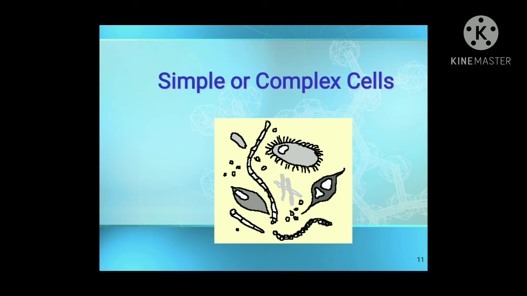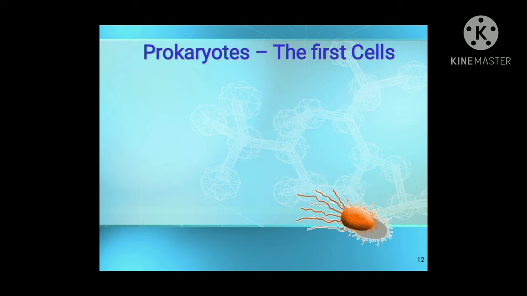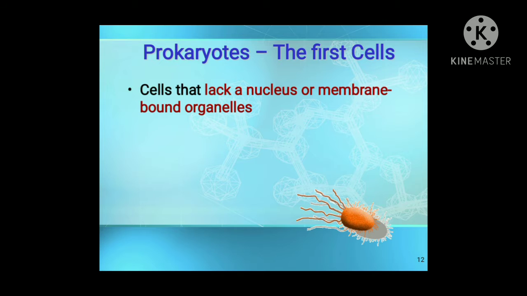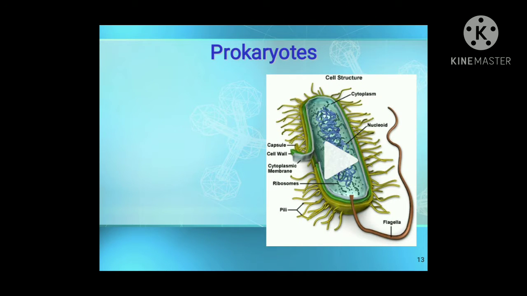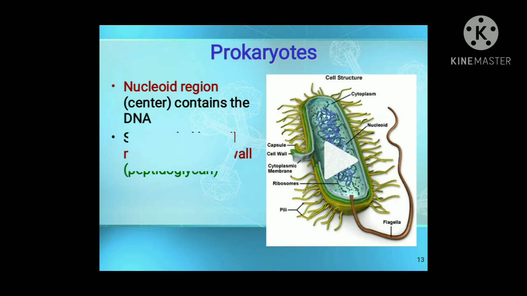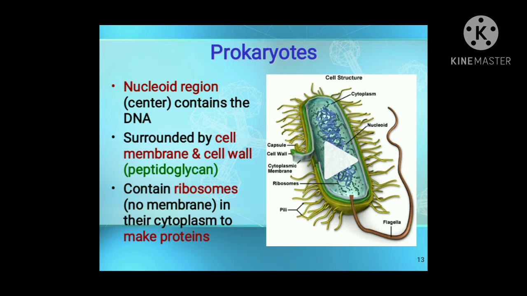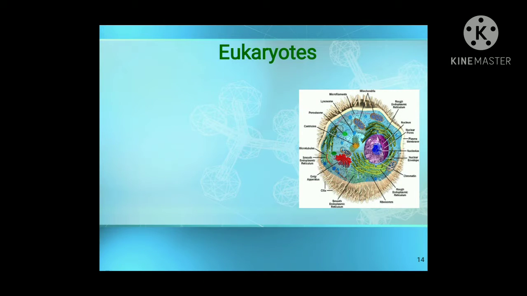Simple or complex cells. Prokaryotes, the first cells. Cells that lack a nucleus or membrane-bound organelles. They include bacteria, the simplest type of cell. They have a single circular chromosome. In prokaryotes, the nucleoid region in the center contains the DNA. It is surrounded by a cell membrane and cell wall. They contain ribosomes with no membrane in their cytoplasm to make proteins.